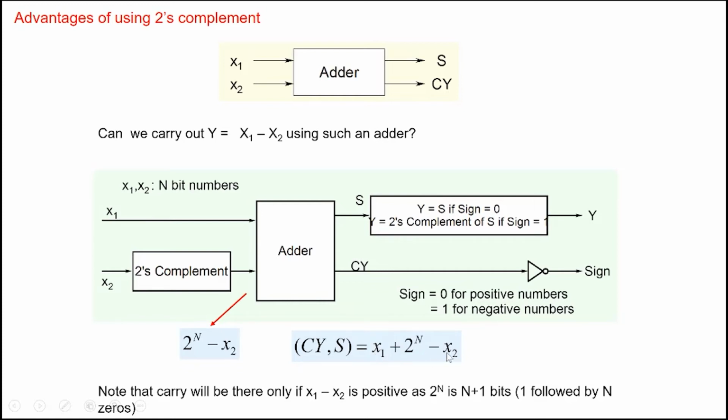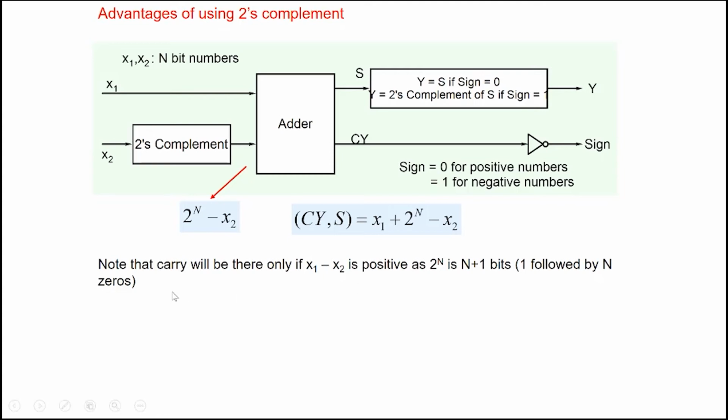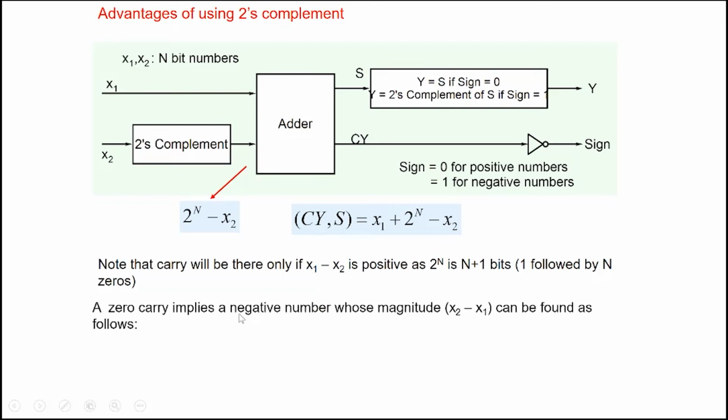On the other hand, you can also see here if x1 is less than x2, then there will be no carry here. Okay, so let's look at it here. So note, carry will only be there if x1 minus x2 is positive here. A 0 carry implies a negative number whose magnitude x2 minus x1 can be found as follows here. So if there is 0 carry here, which means note that if x1 is not greater than x2, if x1 is less than x2, so the whole number becomes less than 2 to the power n, obviously, and less than 2 to the power n means no carry here, because then it can be represented by only n bits here and no carry here, right?